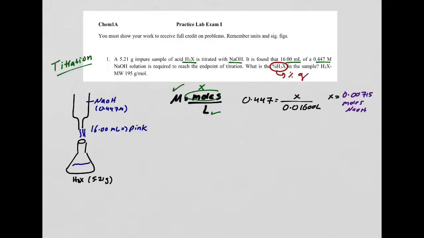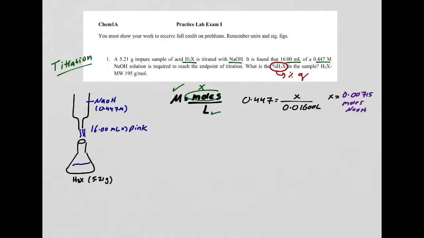Again, I knew molarity is moles per liter. I have the molarity of NaOH. I have the volume of NaOH. I can plug it in, and I can solve for X, and the X would be the moles of NaOH. Okay, so we know how many moles of NaOH we added when it turned pink. Now the question is, how many moles of the acid we had.